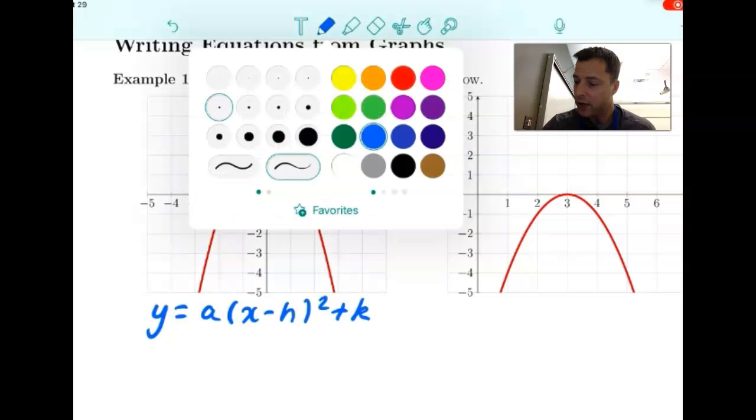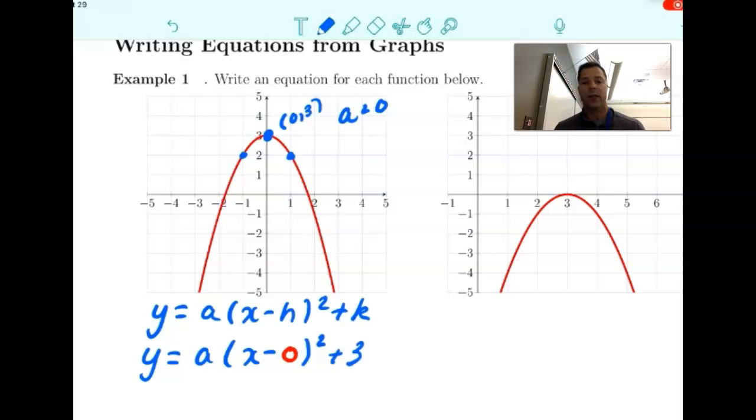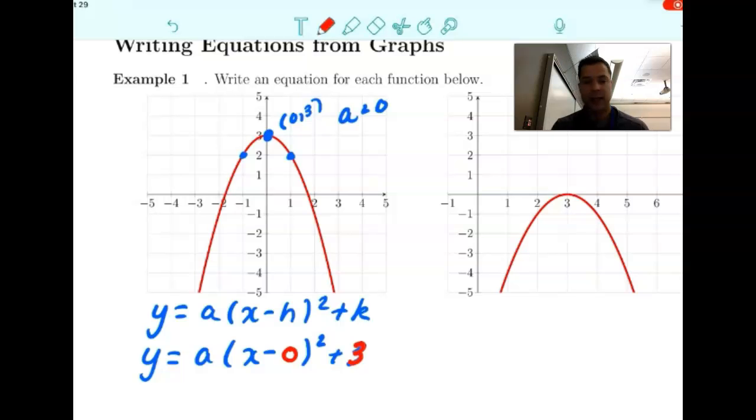So let's go ahead and substitute that in. So I have y equals a times x minus 0. Now, do you have to write that? No. And there are other ways to find your a value quickly, but I'm just going to do it this way. So I substitute in 3 for my k value because it's a shift up. And let's just rewrite this without the 0 now. We don't need it. Okay, and we're almost done. So we have y equals a times x squared plus 3.